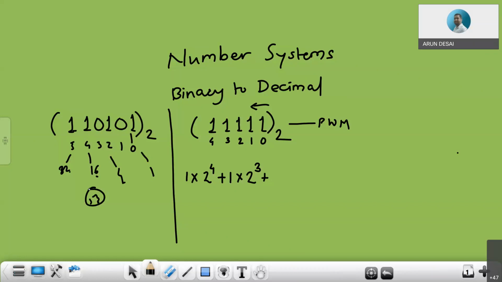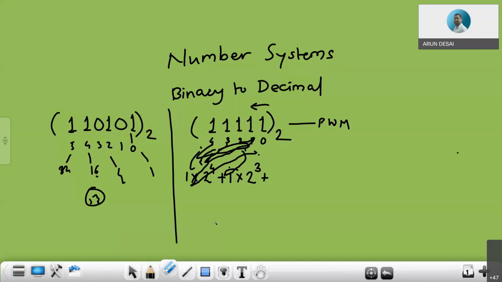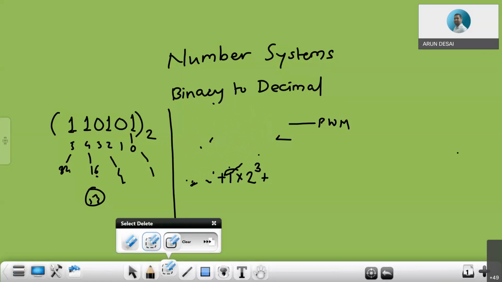Now, how to convert the fractional part? How to convert the fractional part of binary to decimal?